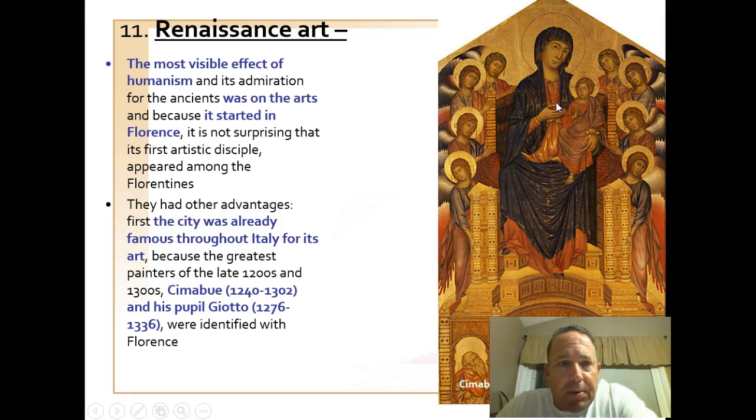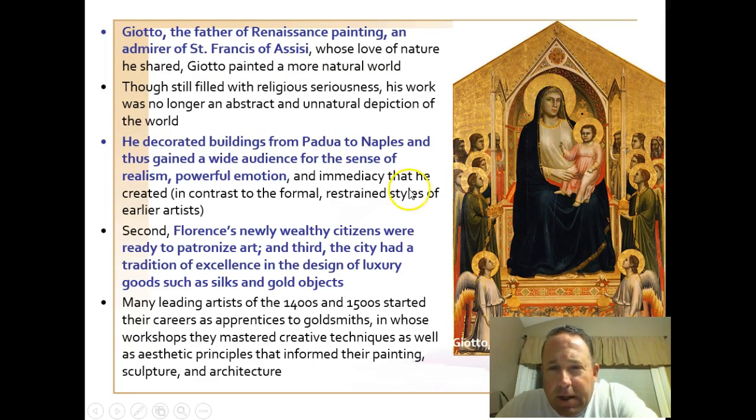It's Cimabue, and he's from Florence. Now here's an example of Giotto. This is an altarpiece, painted on wood. He is seen as the first great Renaissance artist, and this is also another Madonna, not terribly different from Cimabue's. Some of the same characteristics are taking place.